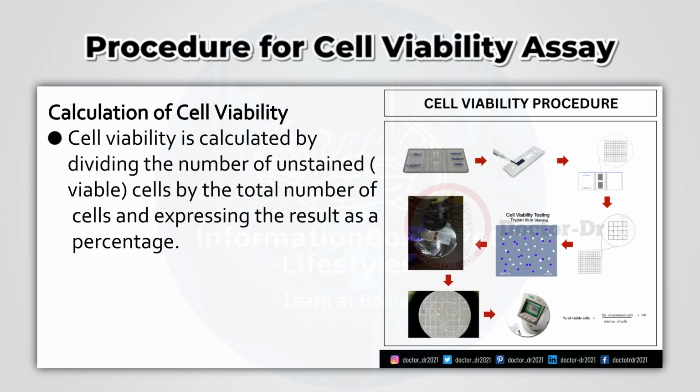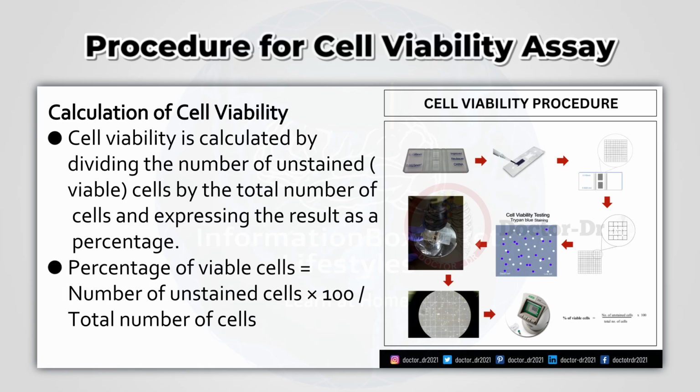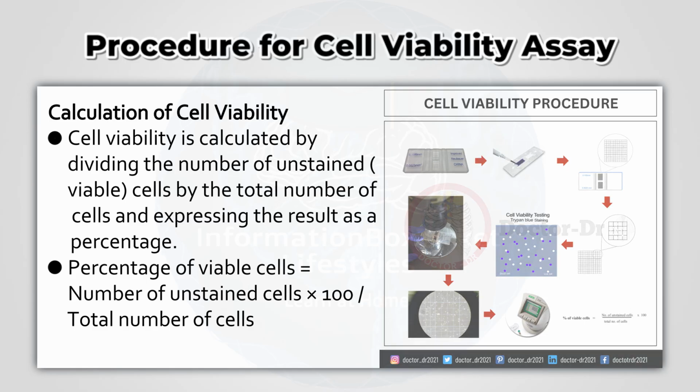Calculation of cell viability. Cell viability is calculated by dividing the number of unstained, viable cells by the total number of cells and expressing the result as a percentage. Percentage of viable cells equals number of unstained cells times 100 over total number of cells.